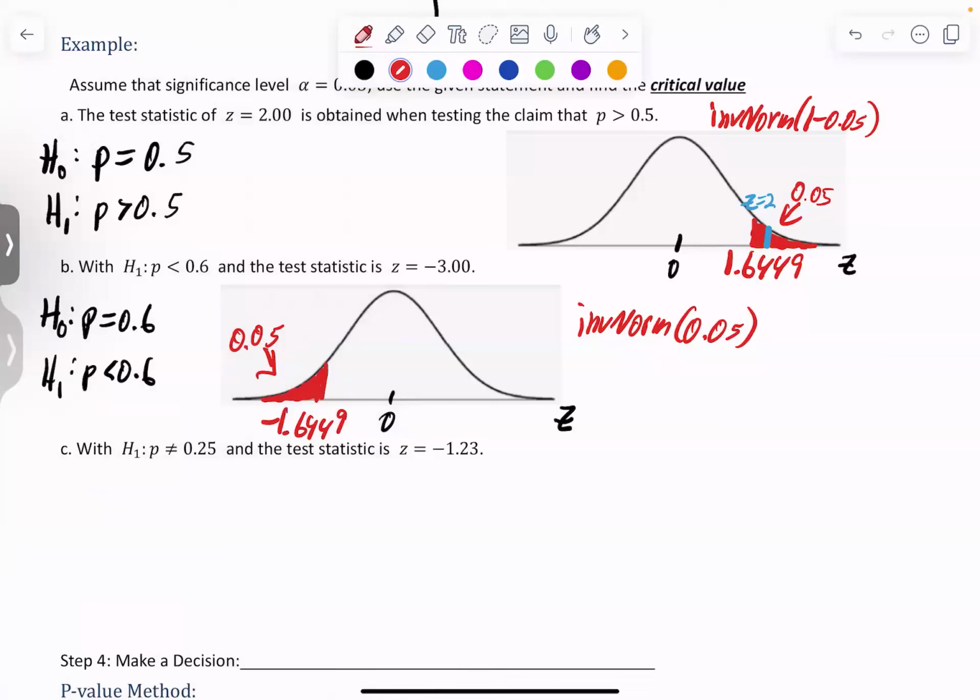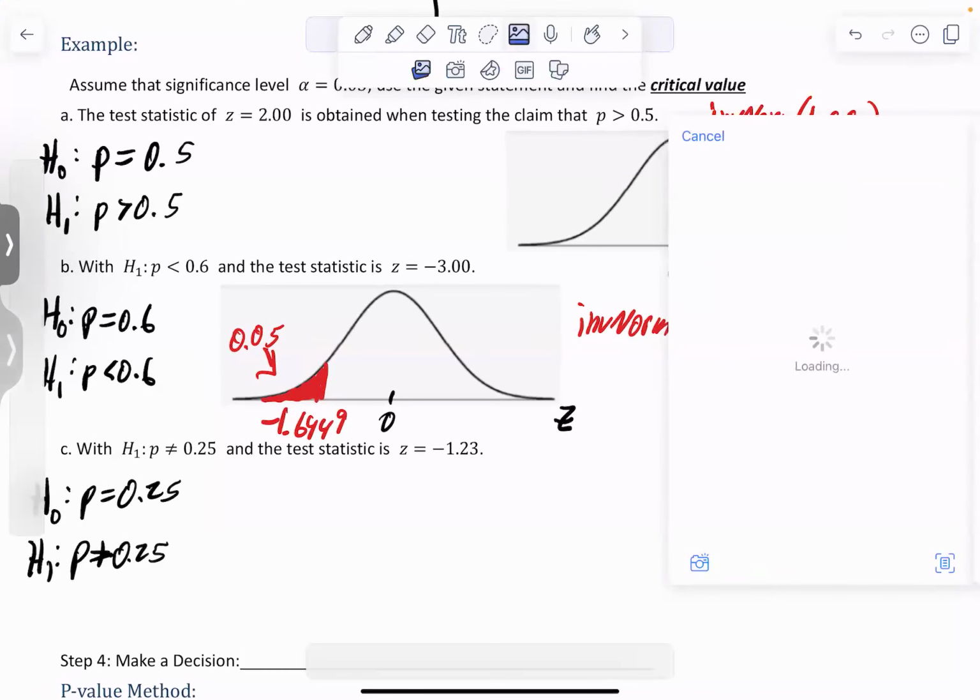And now we are going to have a not equal to. So our null hypothesis is that P is equal to 0.25. P is now not equal to 0.25. All right.